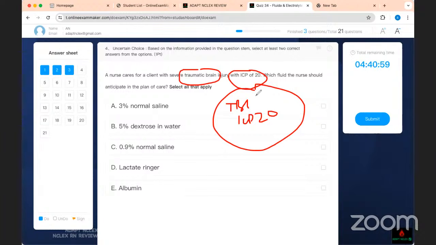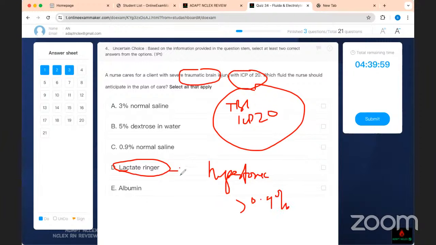So which one are you going to use? But at the same time, you have to think about the pathophysiology, the underlying problem. You can't choose any of them without thinking about what the patient has. So which fluid is acceptable in a patient with an ICP of 20? It has to be a hypertonic solution, something greater than 0.9%. Lactated Ringer's is an isotonic fluid. 0.9% is an isotonic fluid. You cannot use it.